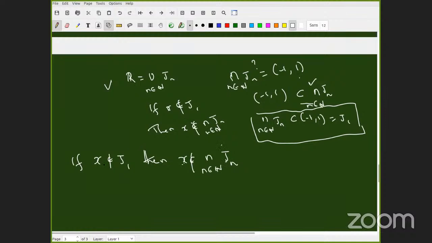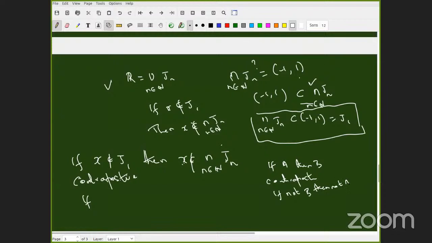What is given to me? x is not in J1 is given to me. Therefore, what is the contrapositive statement? If A, then B. What is the contrapositive statement? Already we have said it the other day: if not B, then not A. So if not B means what here?